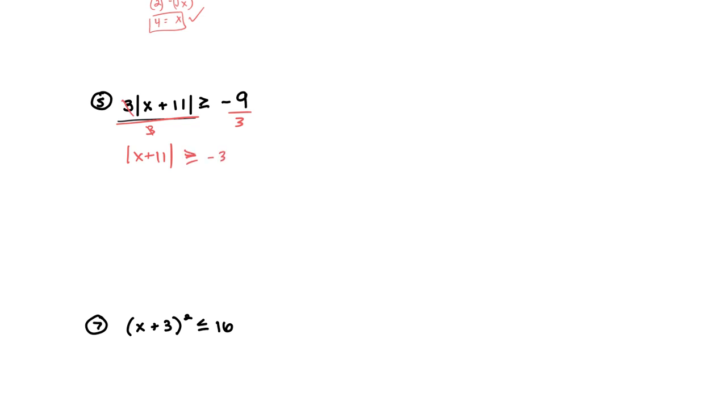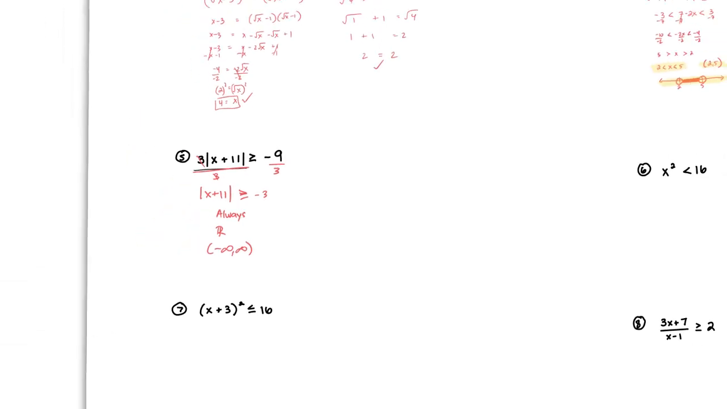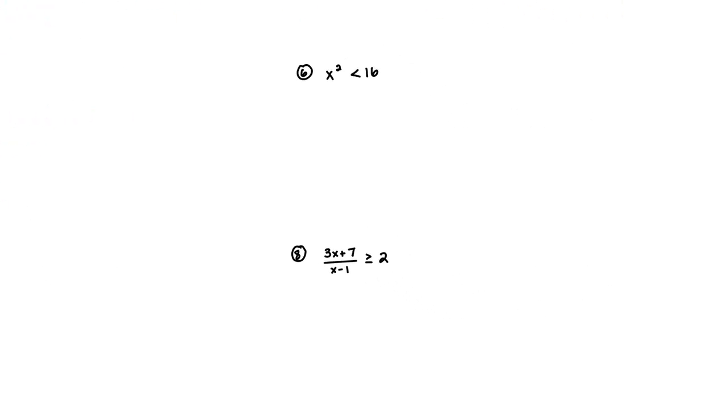And so again, now we ask ourselves, is it reasonable to think that it would be greater than or equal to negative 3? Yes. At what values is it greater than or equal to negative 3? At any value. It's at any x value. In other words, the absolute value of anything is always going to be greater than a negative number. And so this is all real solutions, or in terms of interval notation, it's going to be negative infinity to positive infinity. So we can keep going now to number 6.